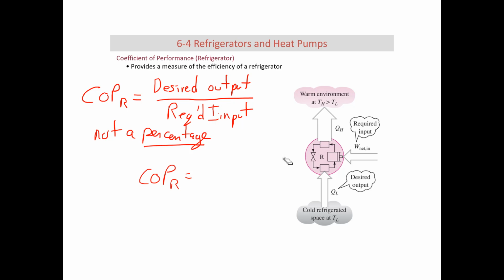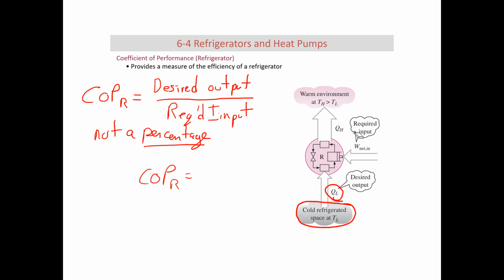So the definition is what you want over what you have to put in. So the coefficient of performance of a refrigerator, what do I want? What I'm trying to do is, if this is my cold space, the inside of my room that I'm trying to air condition, or the inside of a refrigerator, what you want is to remove heat from that refrigerator. So it's actually the heat you're removing from the cold space.